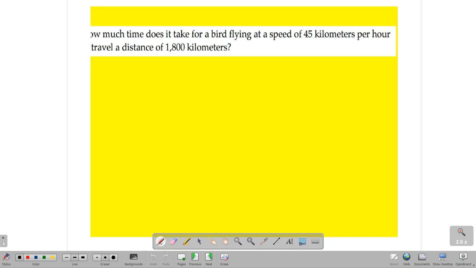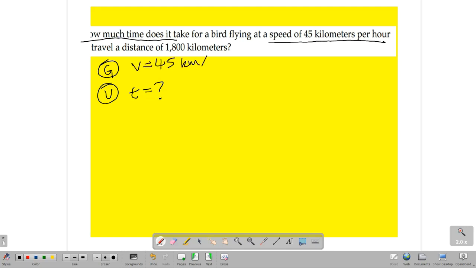So how much time does it take for a bird? We can go ahead and stop there because it's actually already given us something. It gave us the unknown. It says how much time does it take? So we are solving for time. It says how much time does it take for a bird flying at a speed of 45 kilometers per hour? So v is equal to 45 kilometers per hour to travel a distance of 1,800 kilometers. So d is equal to 1,800 kilometers. Now, based on this, I know that my time is going to be in hours because it gave me speed in kilometers per hour.